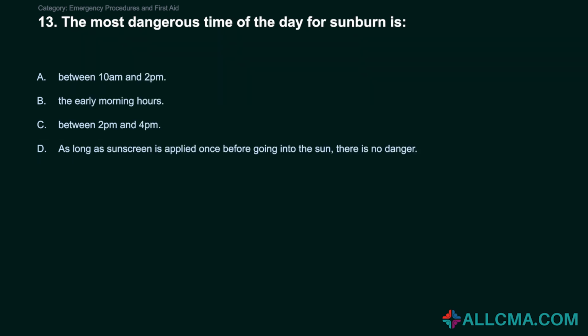13. The most dangerous time of the day for sunburn is: A. Between 10 a.m. and 2 p.m. B. The early morning hours. C. Between 2 p.m. and 4 p.m. D. As long as sunscreen is applied once before going into the sun, there is no danger.